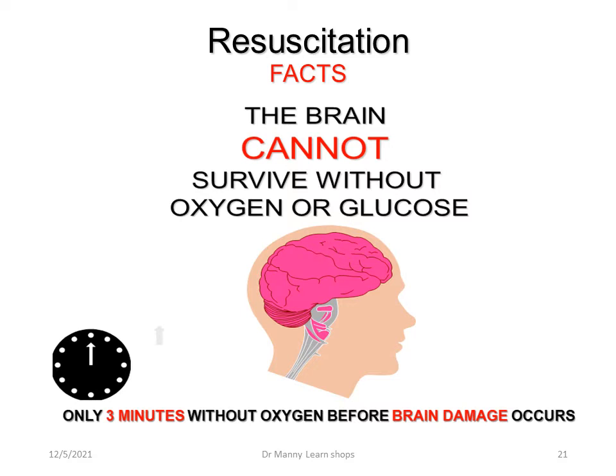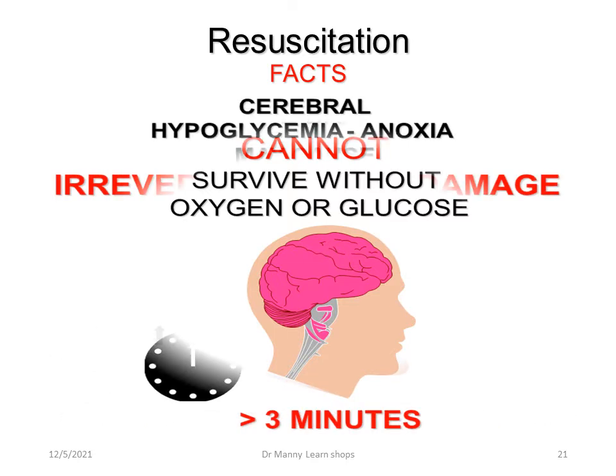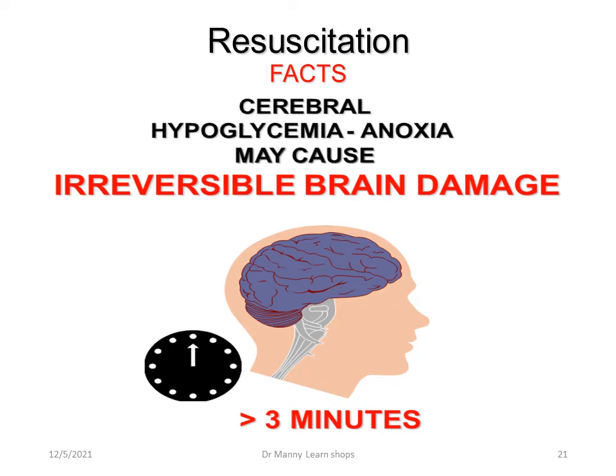Now, it's important to remember this resuscitation fact. The brain cannot survive without oxygen or high-energy phosphates, glucose, for a very long period of time. And it's only 3 minutes without oxygen before the brain damage occurs. Cerebral hypoglycemia and anoxia may cause irreversible brain damage if they are hypoglycemic or anoxic for more than 3 minutes. That's why resuscitation is important to start as soon as possible.